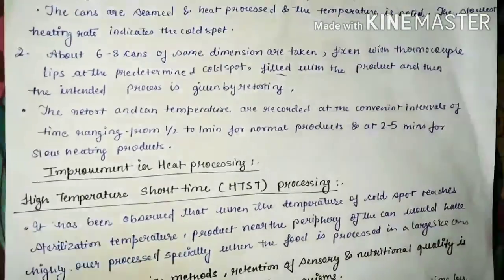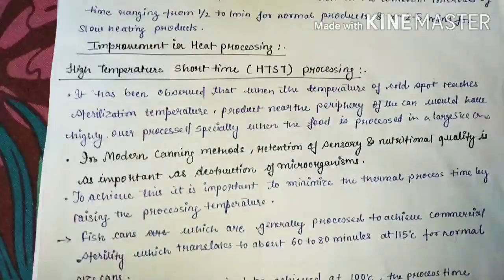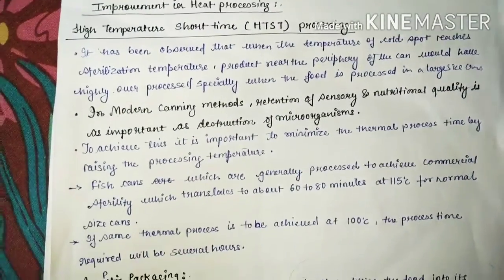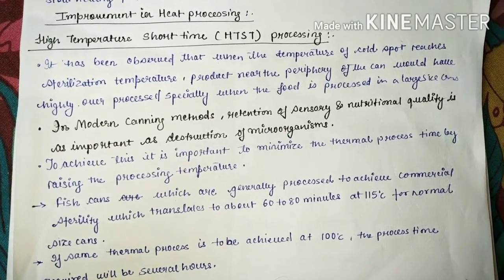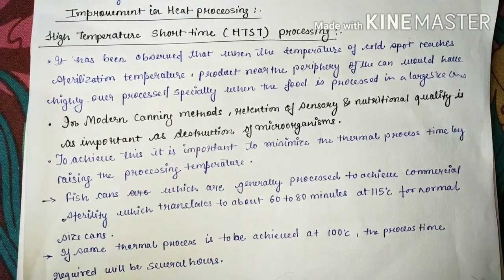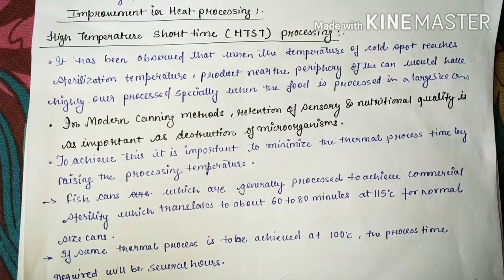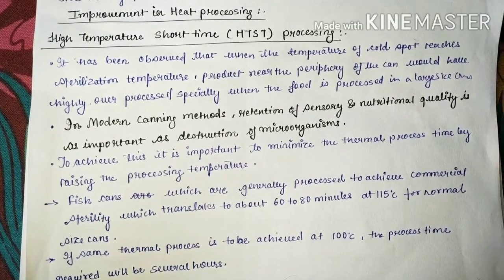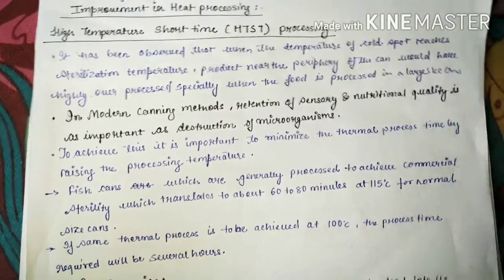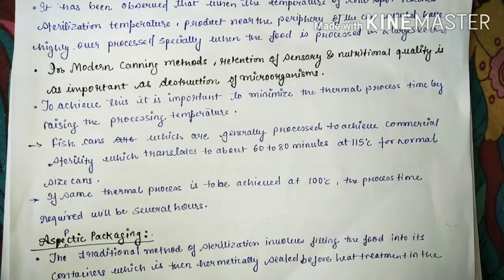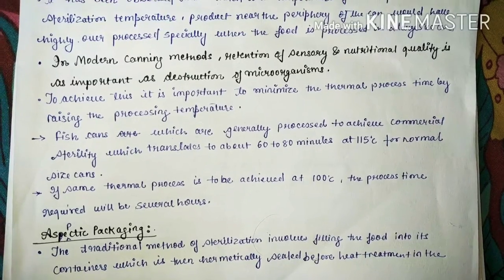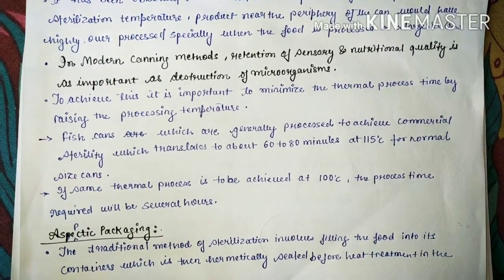Improvement in heat processing: high temperature short time processing. What is high temperature and short time processing? It has been observed that when the temperature of the cold spot reaches sterilization temperature, the product near the periphery of the can would be highly overprocessed, especially when the food is processed in a large size can.